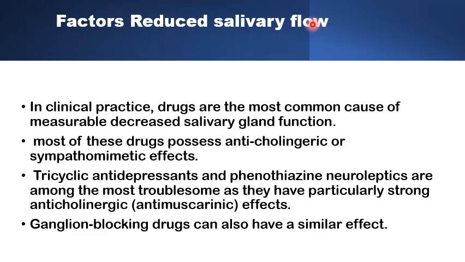In clinical practice, it is the reduced salivary flow that is much more common than excessive flow. The most common causes for a reduced salivary flow are related to intake of medications with anticholinergic or sympathomimetic effects. Other groups of medications like tricyclic antidepressants and phenothiazines, neuroleptics, are also among the most troublesome medications to reduce salivary flow, and things like anticholinergic, antimuscarinic effects, or ganglion blocking drugs can also reduce salivary gland flow.